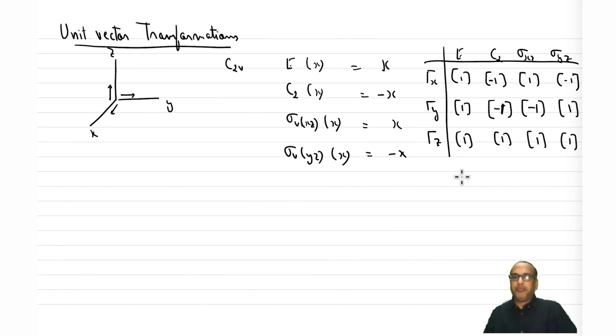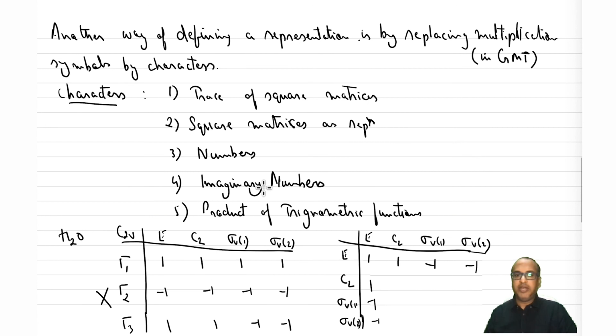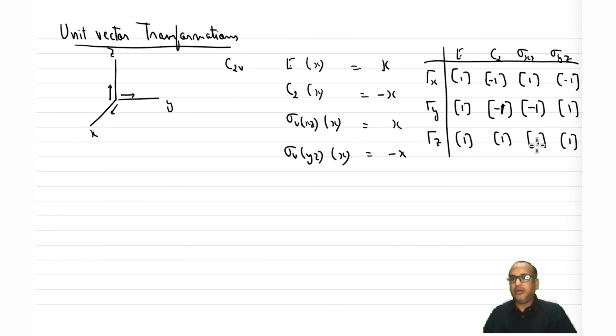So basically we will get square matrices of order 1, and we can see that these characters are the same characters as we defined by trial and error method, right? So if you see this, tau 1 actually matches with the tau z character here, right? So these are called unit vector transformations, and we will see that when we discuss reducible and irreducible representations, this will be very useful, okay?